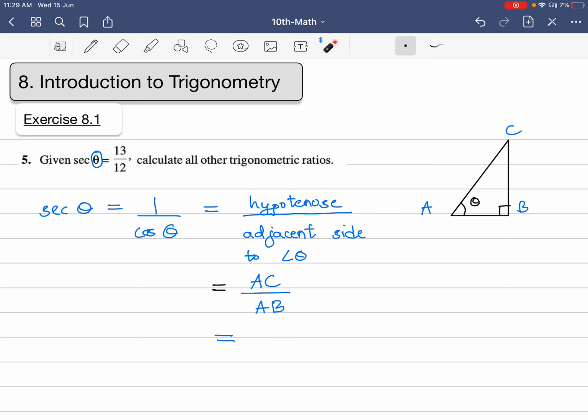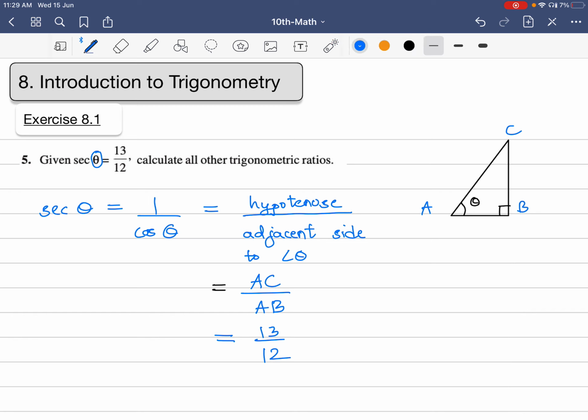And this value is equal to the given 13 by 12. It is given that sec of theta is equal to 13 by 12. So sec of theta is equal to 1 upon cos of theta, which by this definition is AC by AB as per the random triangle we have taken, and that is equal to the given value 13 by 12. So thus we have finally AC by AB is equal to 13 by 12.